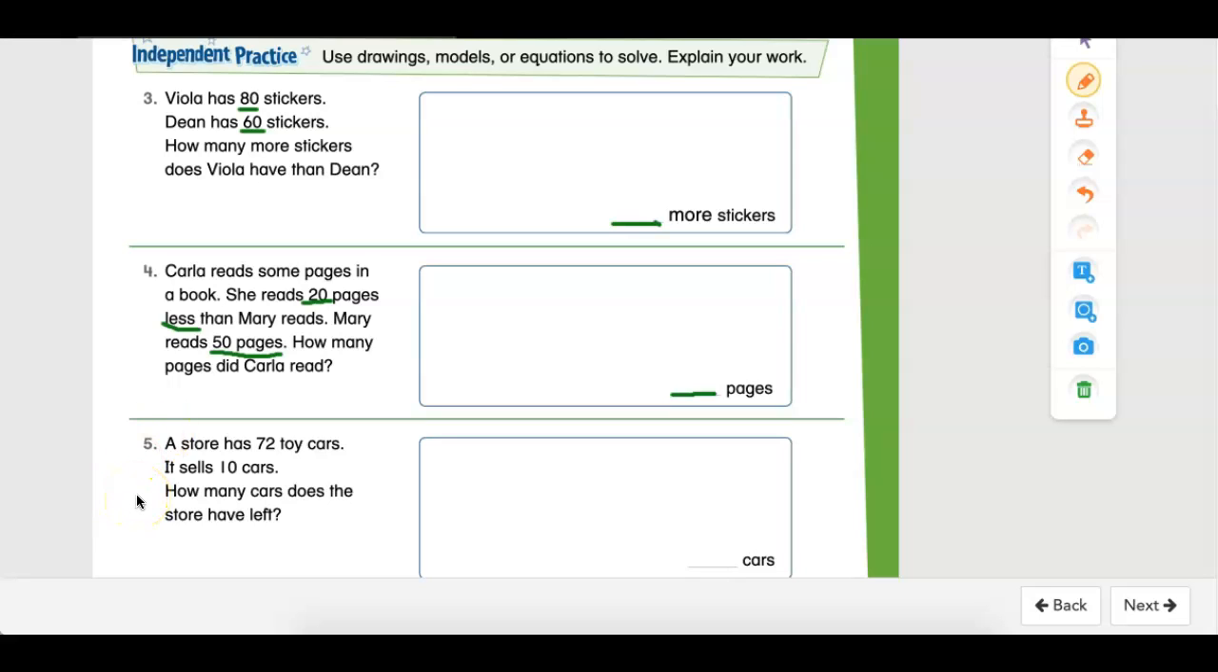For number 5, our problem says a store has 72 toy cars. It sells 10 cars. How many cars does the store have left? If the store has 72 toy cars, it sells 10. We want to know how many are left. Show your work in the space provided, then write your answer in the blank for number 5.